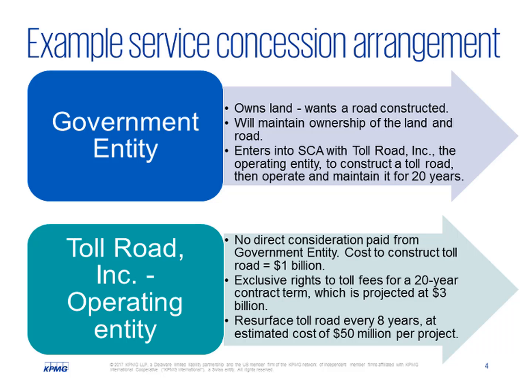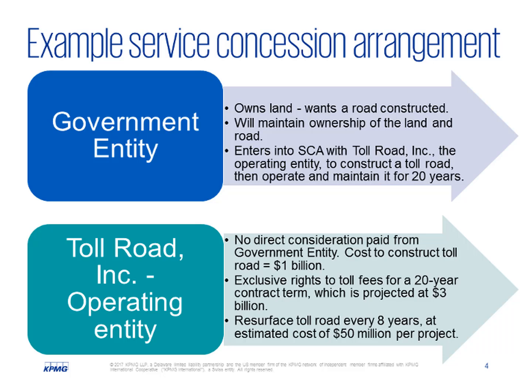Thanks, Andy, and will do. As Andy mentioned, the next two slides walk through an example of a common service concession arrangement and discuss the EITF's conclusion on determining who is the customer. In this example, a government entity or grantor owns the land and wants a road constructed. The government entity will maintain ownership of the land and road and enters into a service concession arrangement with Toll Road Inc., the operating entity.